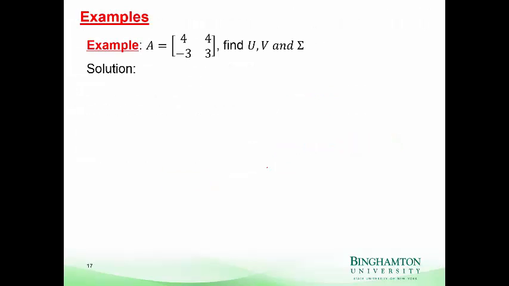Now let's do some numerical examples. We've already seen some here with MATLAB, but these are things that we can do by hand to find the singular values and singular vectors. So these are more like what you would see on a homework or on an exam. Here's a matrix, 4, 4, negative 3, negative 3. It's square, so we could find eigenvalues and eigenvectors, but not nice ones.